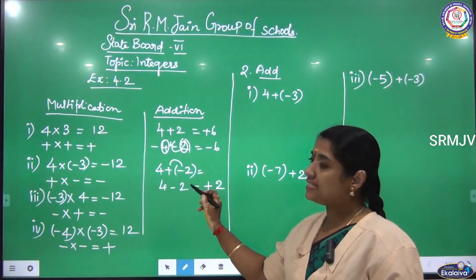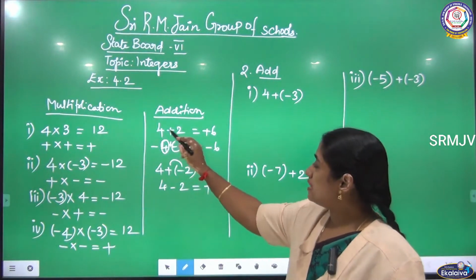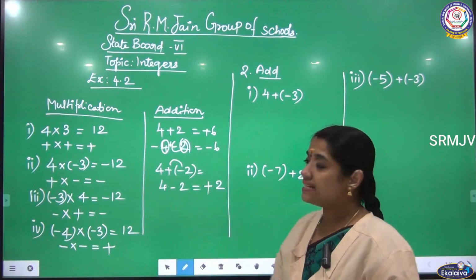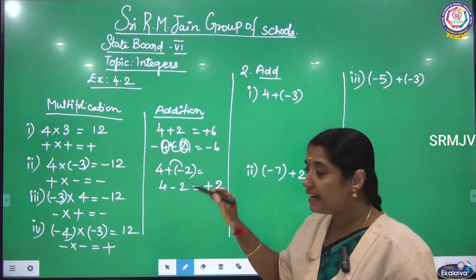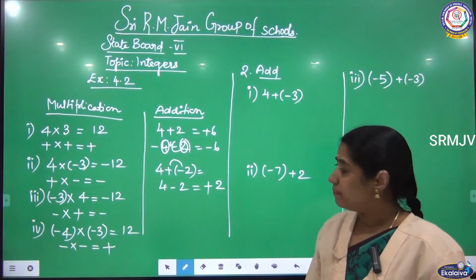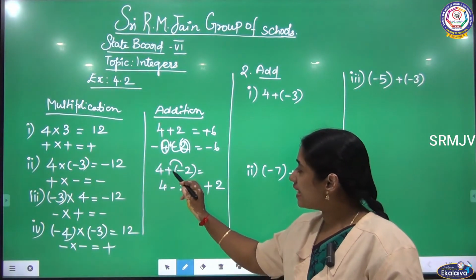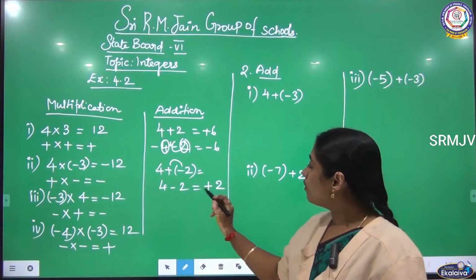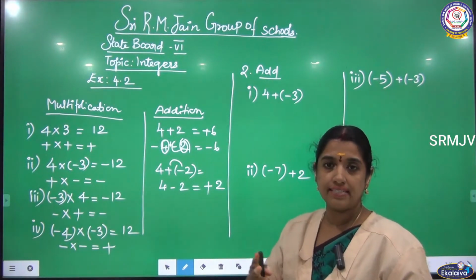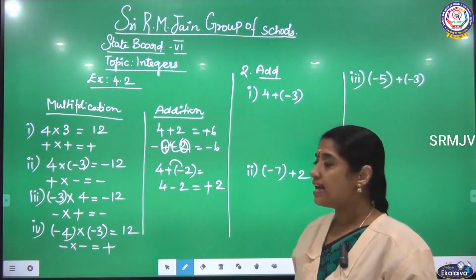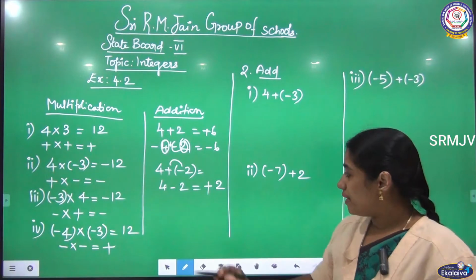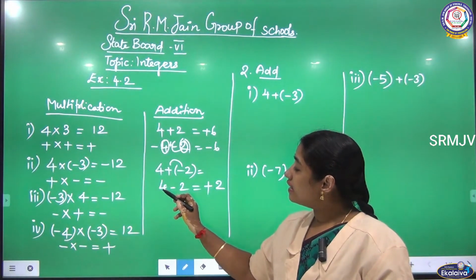If both signs are plus, add and put the plus symbol. If both are minus, the same symbol, add and put the minus symbol. But here the signs are alternate, plus and minus, so you are going to subtract. Alternate signs mean subtract, and then see which is greater here.